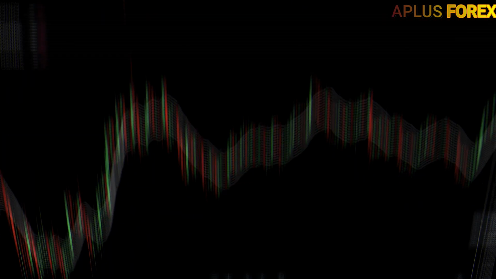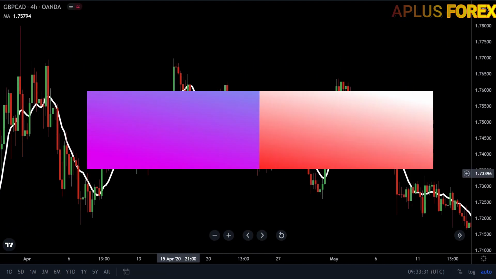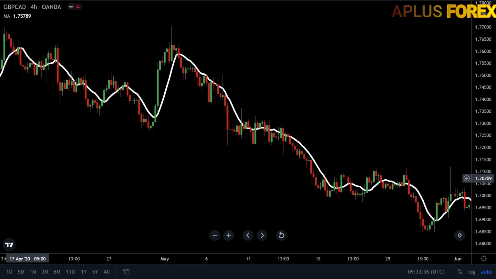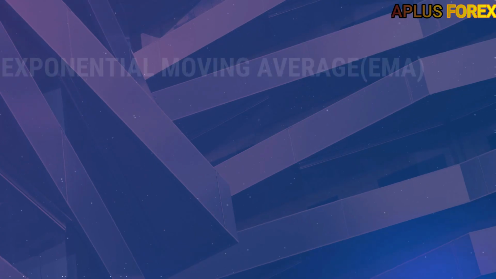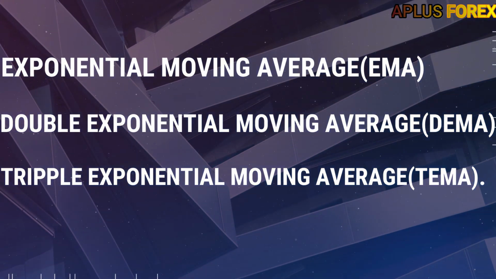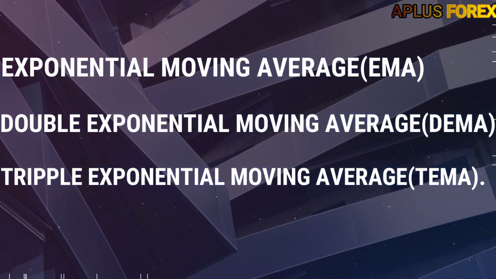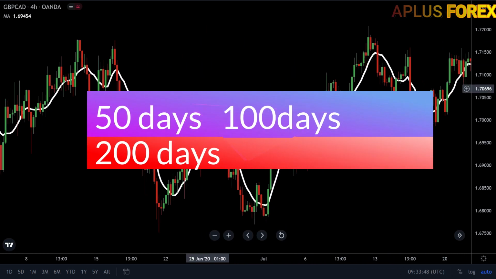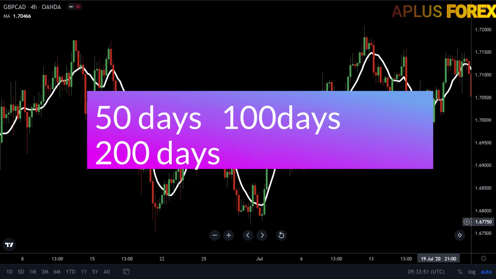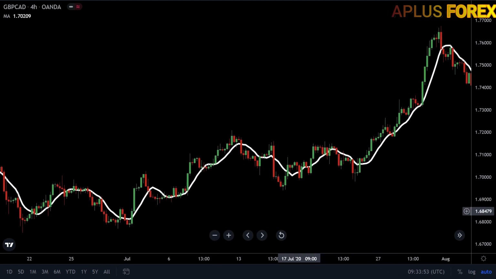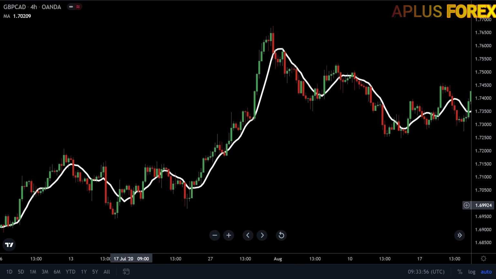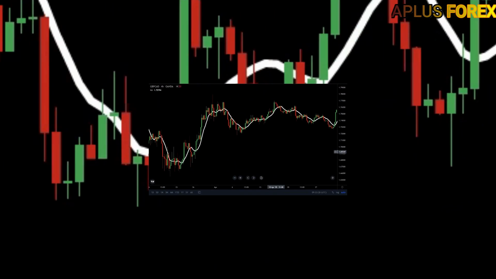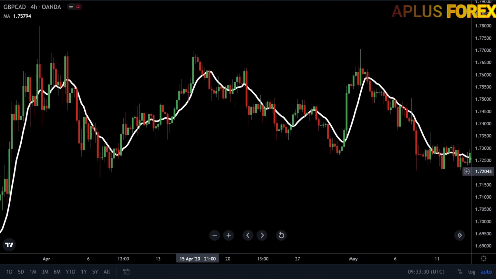To summarize, for short-term trading, you need short period settings like 21, 9 and 13, and also a moving average which will react to recent prices faster, and that can be the EMA, the triple exponential moving average, and the double exponential moving average. In contrast, for long-term trading, you will have to set longer time periods like 50, 100, and 200. The longer the time period for the moving average, the greater the lag. So a 200-day moving average will have a much greater degree of lag than a 50-day moving average because it contains prices for the past 200 days.